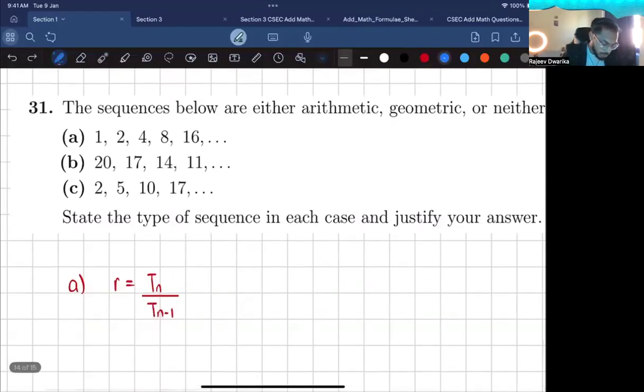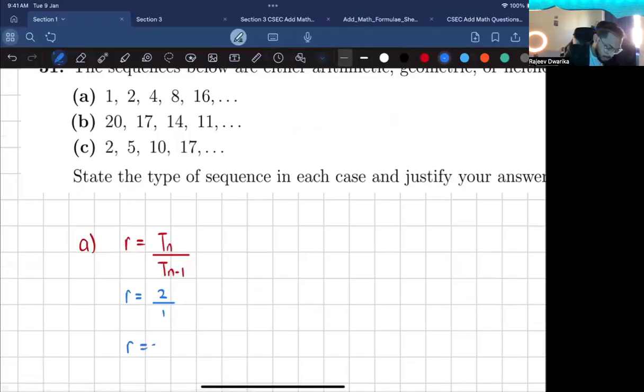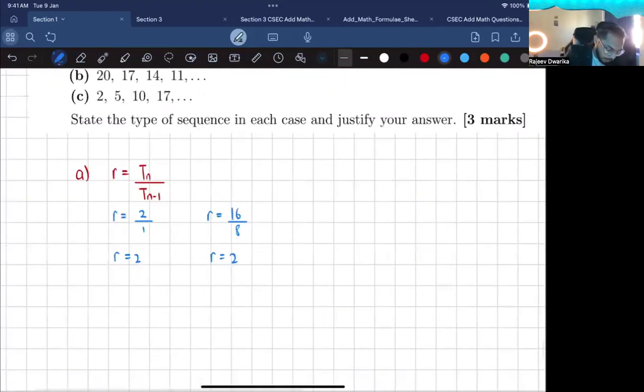So, Annalie, choose 2 consecutive terms for me. 2 and 1, and then 16 and 8. All right. So r is equal to 2 here. Then we could say 16 over 8, r is equal to 2. Since there is a common ratio.